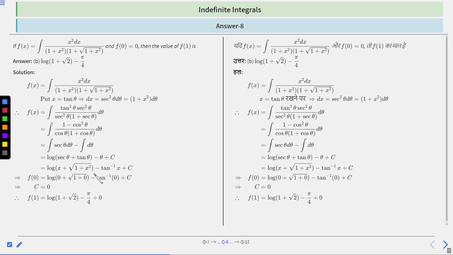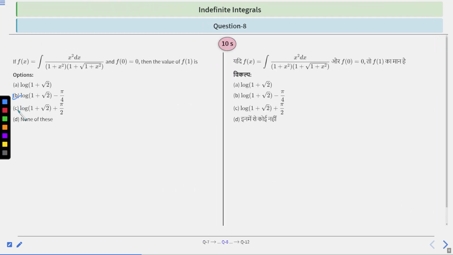Therefore, f(1): put x equal to 1, you will get f(1) is equal to log (1 plus root 2) minus pi by 4, right? So option B is the right choice. Log (1 plus root 2) minus pi by 4. Got it?